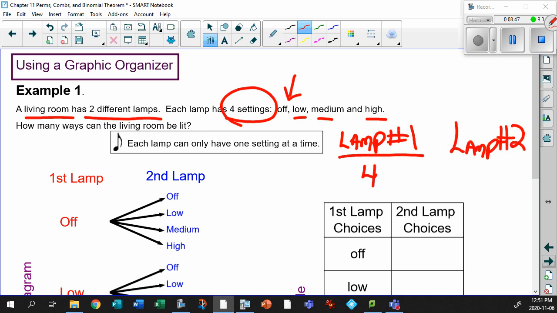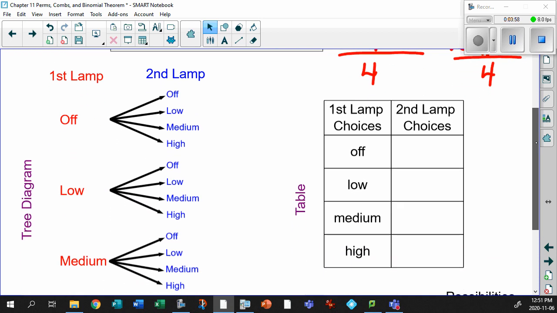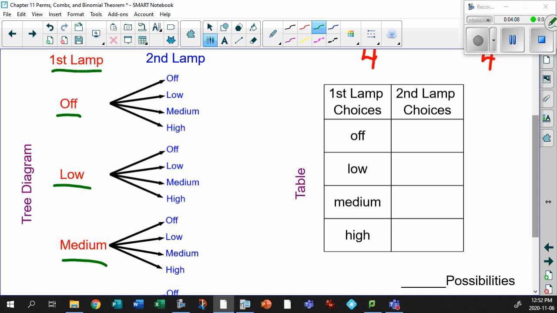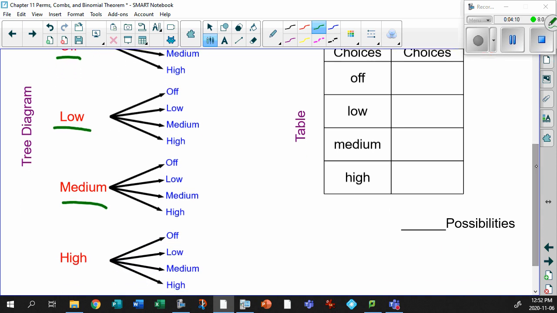Okay? And lamp two also has four settings. And you can look at all the possible combinations of these. That's one of the reasons I got this beautiful graphic organizer all set up here. Check this out. Look, your first lamp could have one of these settings: off, low, medium. And you can't see it yet because it's down at the bottom here. You've got a high setting.